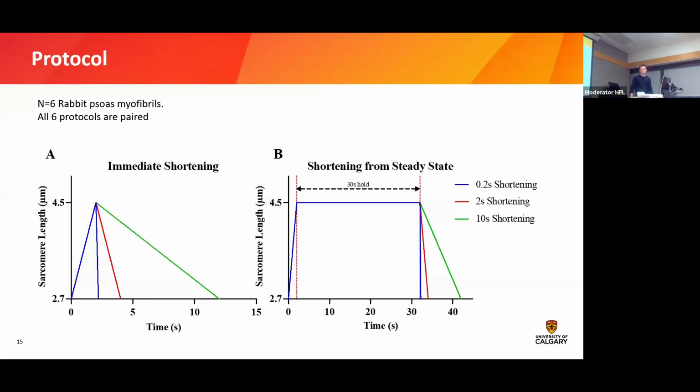Again, might be a silly question, but when you have 0.2 seconds, 2 seconds, and 10 seconds of shortening, why does the time on there look longer than that? Here, we stretch over 2 seconds and then we shorten during that time. So it's 2 plus 2, 2 plus 10, 12, 15. That makes sense. Okay, silly question, like I said.